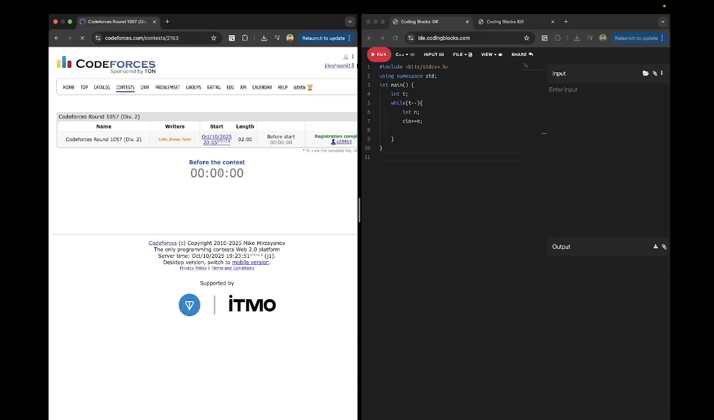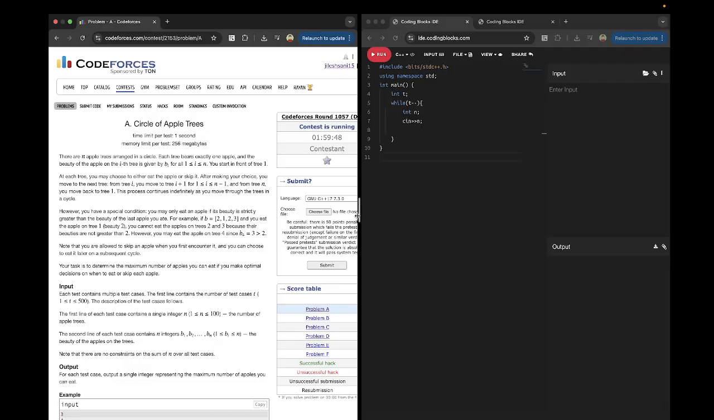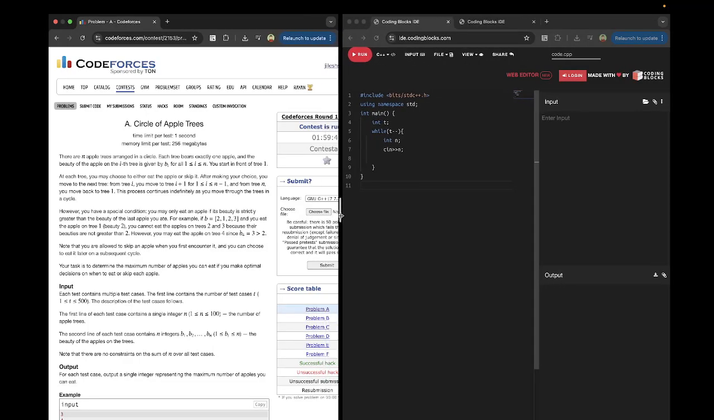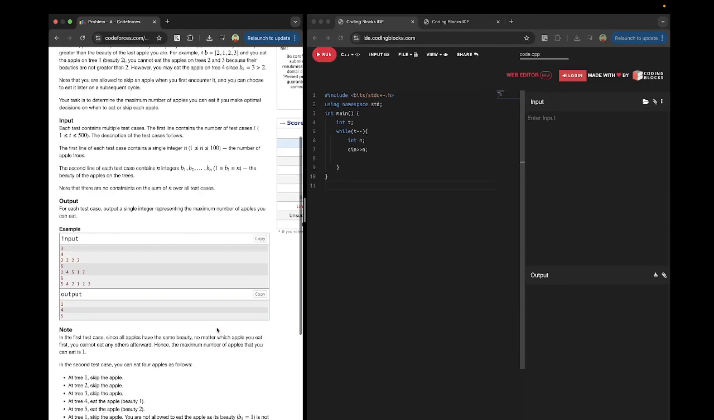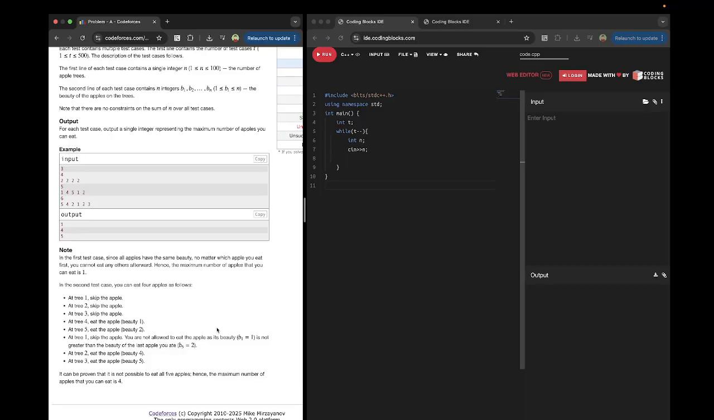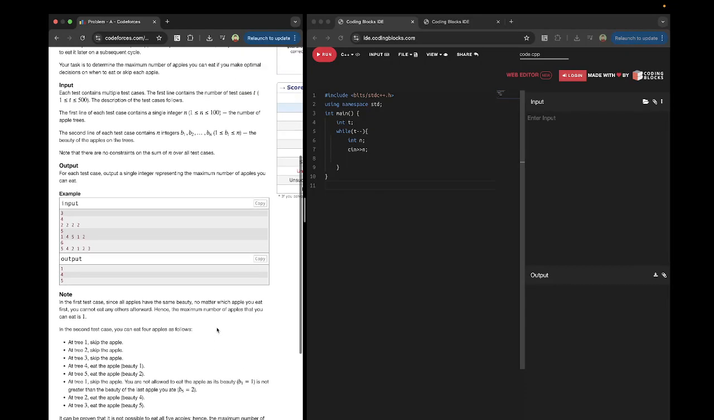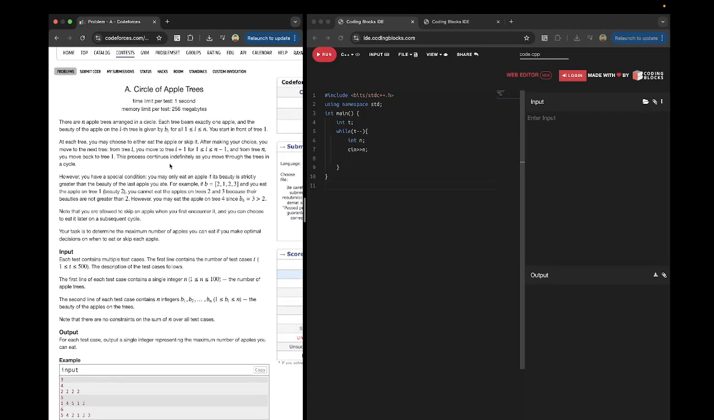Okay, so we'll be doing Codeforces Round 1057 Div 2 today. 28,000 people have registered. Okay, let's go straight into it. I'm just going to be trying for the first half an hour, and we'll try to solve at least two problems.